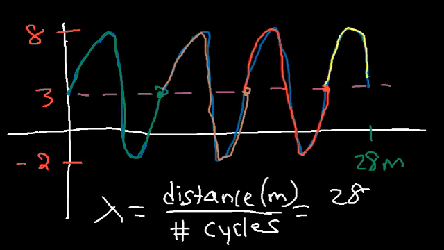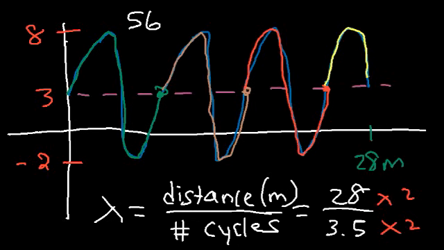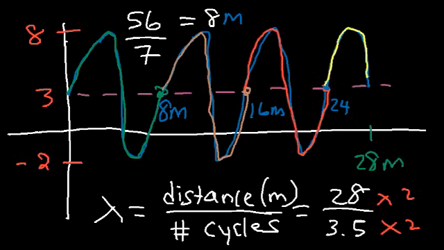So it's 28 divided by 3.5. Let's multiply top and bottom by 2 so we can get rid of the decimal. 28 times 2 is 56. 3.5 times 2 is 7. How many times does 7 go into 56? 56 divided by 7 is 8. So that's the length of one cycle, which is defined as the wavelength. So the wavelength is 8 meters. This position is 16 meters. And at this point it's 24. And then we have half a cycle, which is 4, which leaves us at 28. So now you know how to calculate the wavelength from a graph.